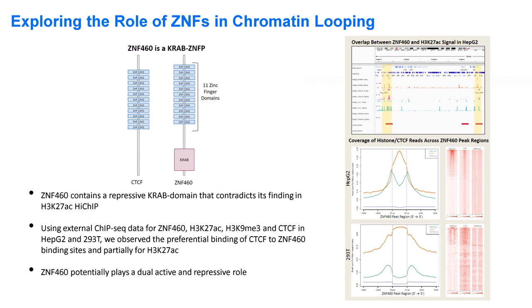To quantify this overlap genome-wide, we looked at the coverage of transcription factor and histone ChIP-seq reads across ZNF460 peak regions and observed the preferential binding of CTCF to zinc finger 460 peak sites, and similarly for H3K27ac, but to a lesser extent. Taken all together, we hypothesize that zinc finger 460 plays a dual active and repressive role in gene regulation through chromatin looping, and we plan to continue further investigation in the future.